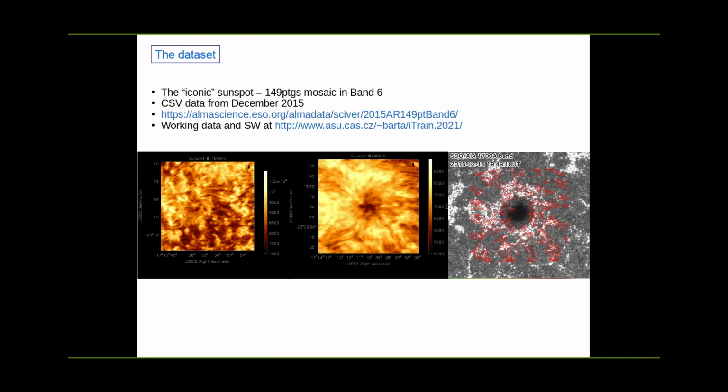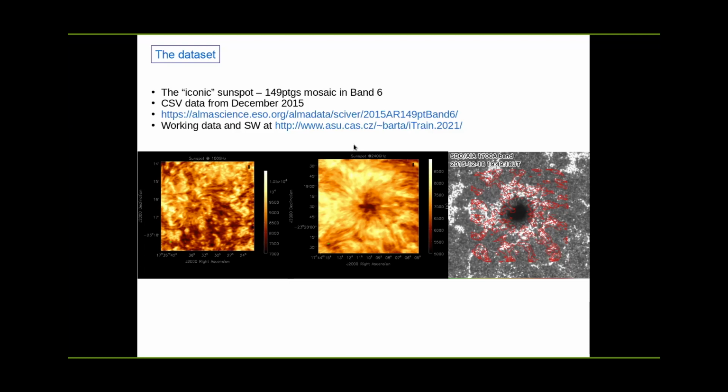So we will process this iconic sunspot, which is almost 150 pointings big, a very large mosaic in band 6. These are commissioning and science verification data that were taken in December 2015. And the primary source of the data, you can see the link here, so that you can download everything.